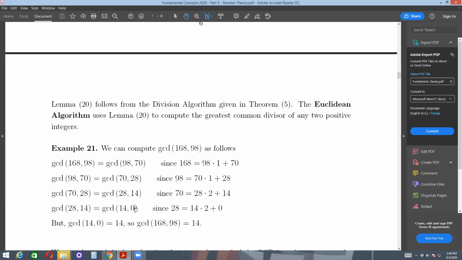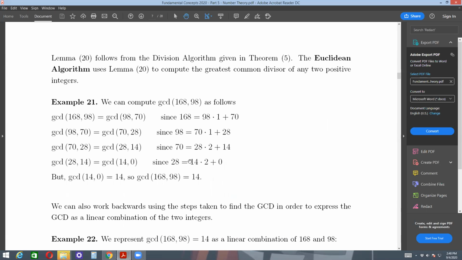Once you get a 0, the last positive value you got for r would be the GCD. So if I look at these here, the last positive value I got for r is 14. That would be the GCD. If they were relatively prime, the last positive value you get would be 1, so you would know that the GCD is 1. So that's how you find the GCD.